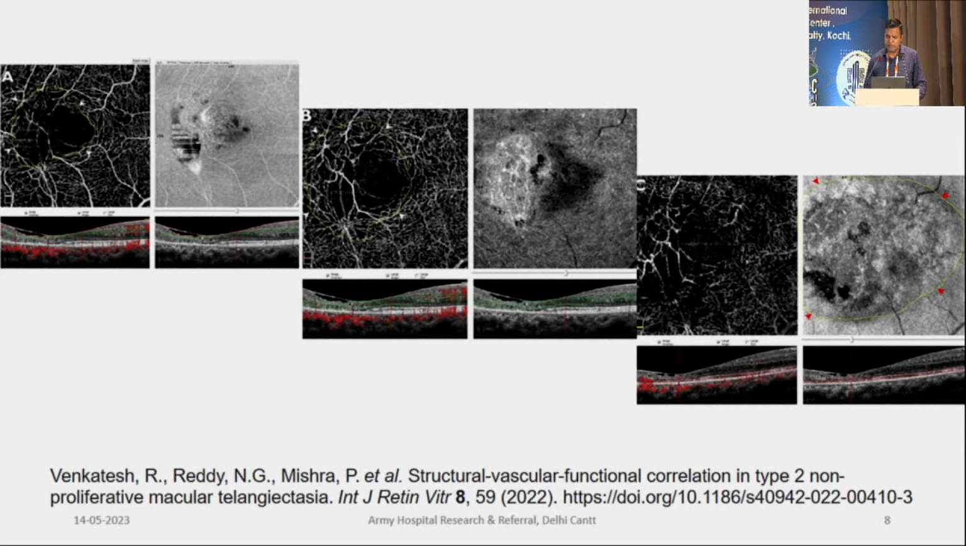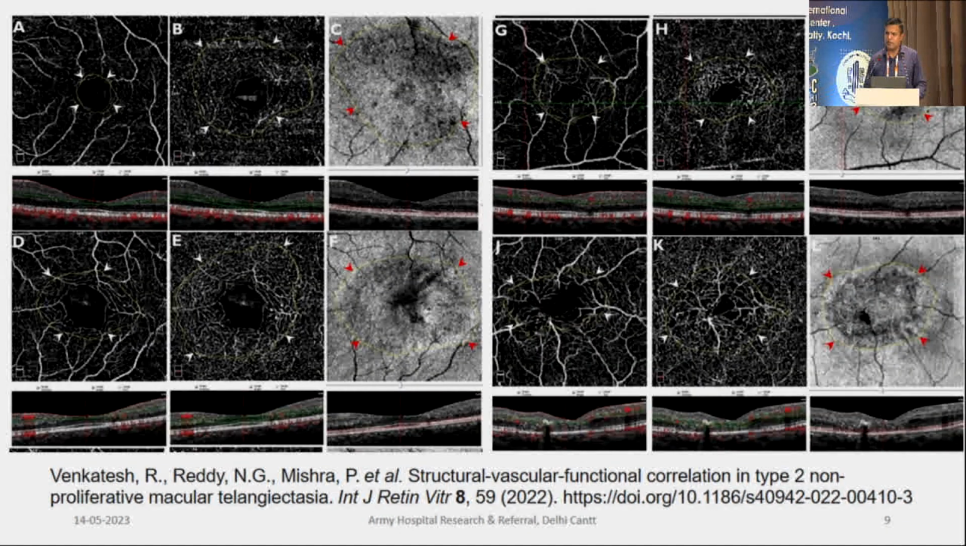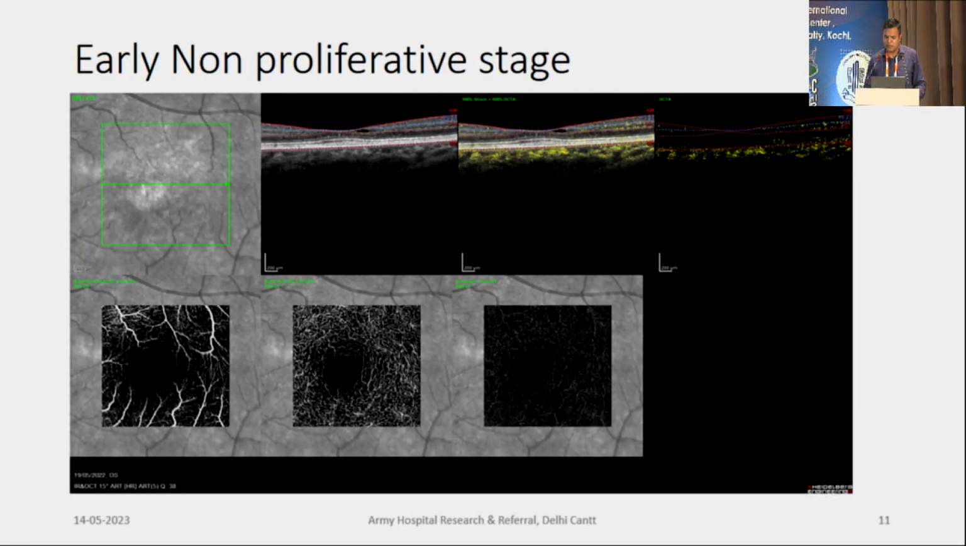And as of 2022, we have seen these beautiful images of the late stages. Mind you, these are the late stages of MACTEL, where you find a lot of superficial as well as deep capillary plexus changes as dilatation. Now, coming to few of our cases.